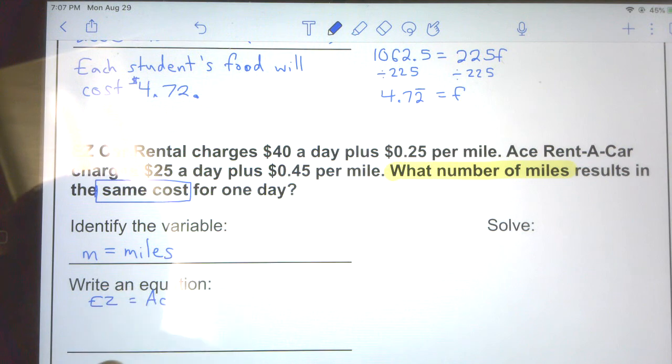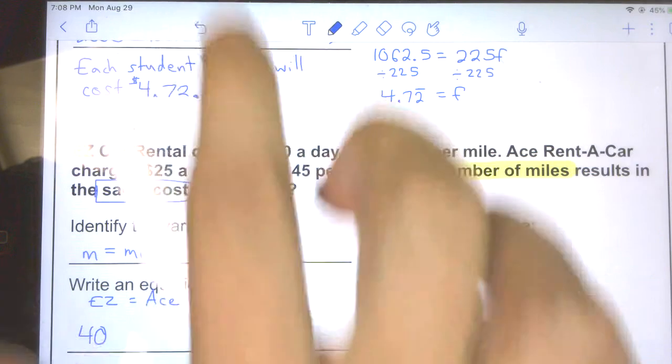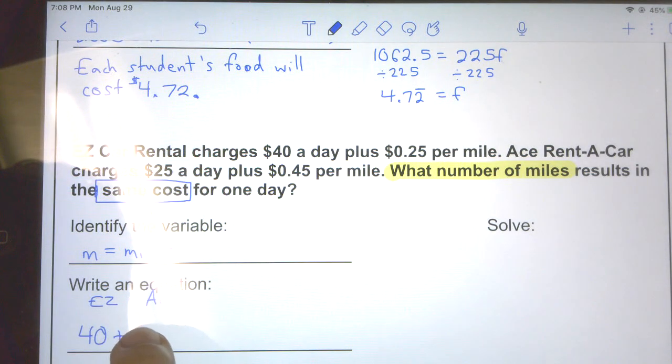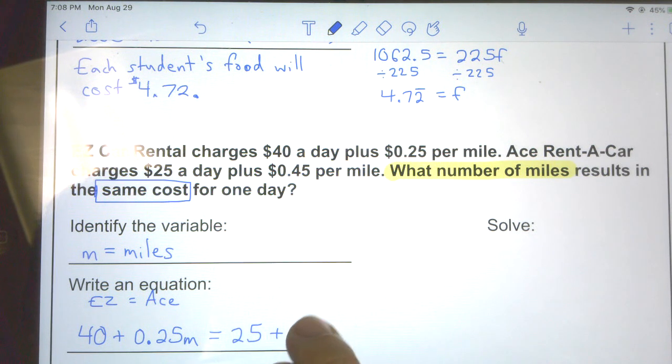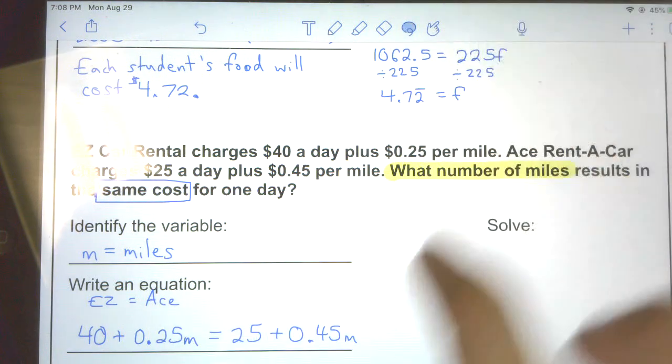So the Easy Car, we know, charges $40 per day plus 25 cents per mile, which we don't know how many miles we have, but it's 25 cents per mile. That's going to equal Ace Rent a Car charges $25 a day plus 45 cents per mile. Okay, so there is our equation right there.